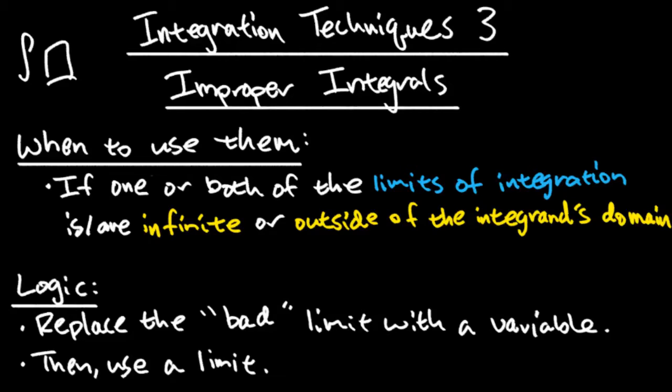Alright, so we would basically replace the bad limit, or both of them, with a variable or two. I like to use t. Some books use a lowercase b. I'm not quite sure why, because that could look like a 6 if you're writing fast. So I would suggest t or something unambiguous like that. Then use a limit, so the limit as t approaches whatever the bad limit is, and then evaluate the integral as it normally is. So let's look at how this works.